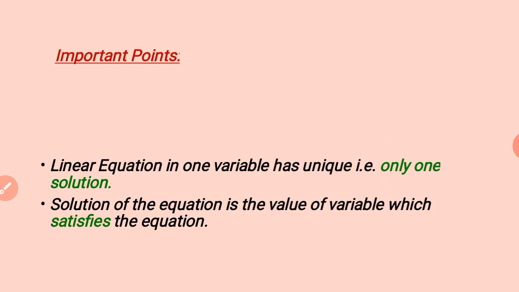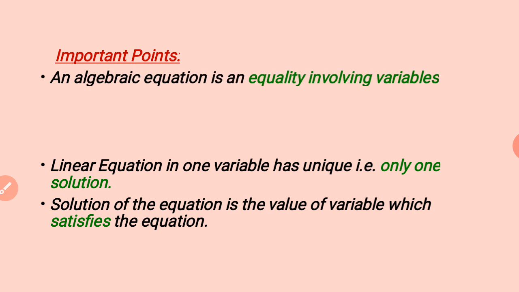The name of the chapter is Linear Equations in One Variable. Children, equation word is used over there. Equation means it will have an equality sign. That means there will be one equal to sign. So, I have written one example here, that is x plus 2 equal to 5. So, you can see that there is an equal to sign which is given.